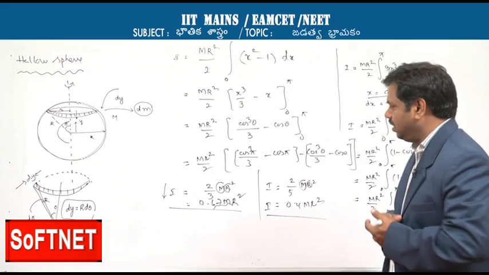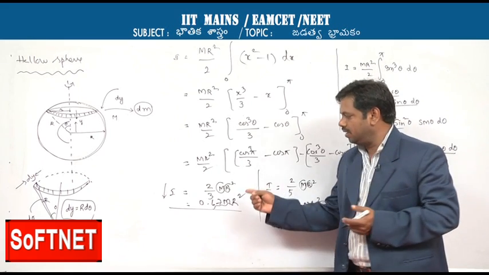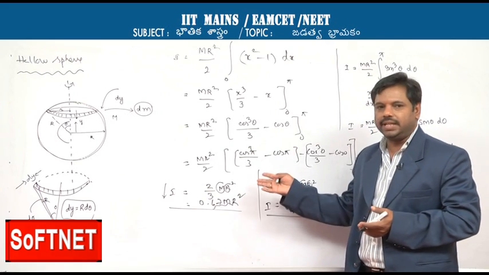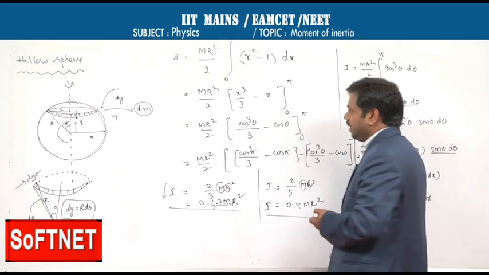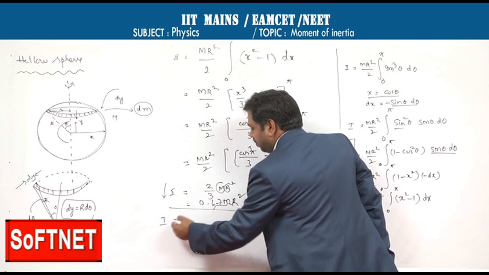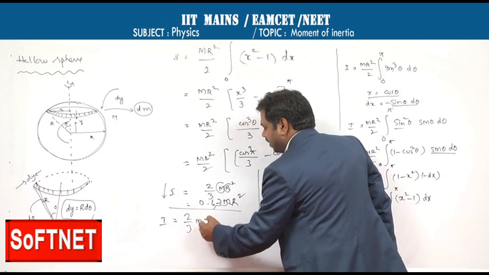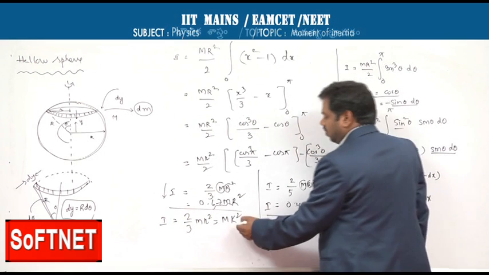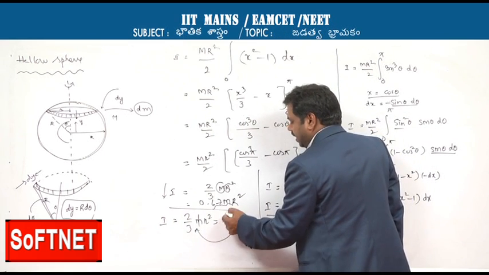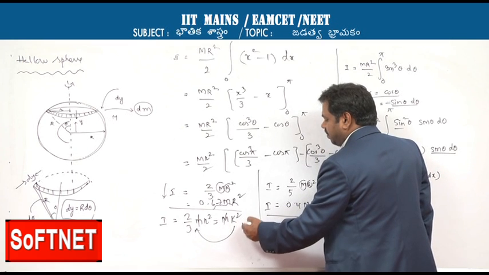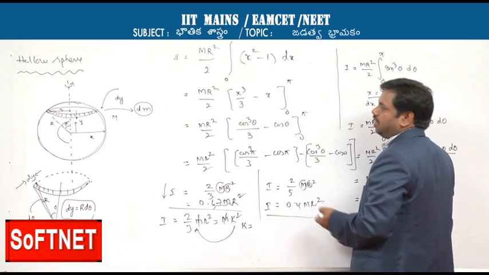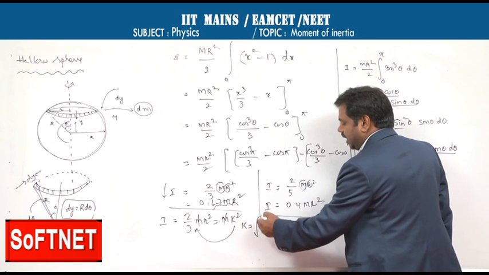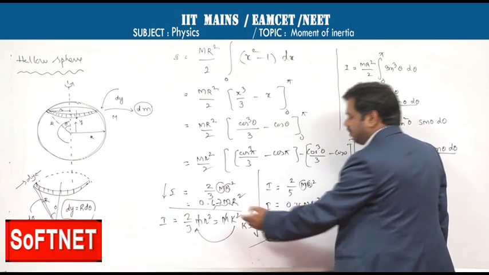And moreover, if you would like to find out the radius of gyration of the hollow sphere and also the solid sphere, that we can easily find out by looking at this equation. I is equal to 2 by 3 m r square we got here. This can be simply written as m k square. Now by cancelling this m, we can find out the radius of gyration of the hollow sphere about the diameter axis as k equal to root of 2 by 3 into capital R.